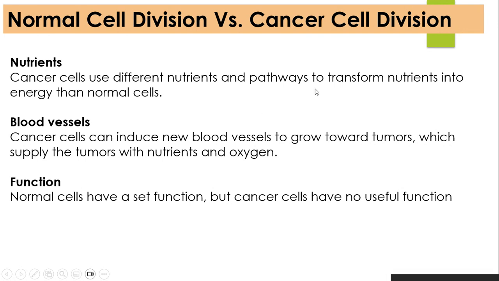Cancer cells use different nutrients and pathways to transform nutrients into energy than normal cells. Cancer cells can induce new blood vessels to grow toward tumors, which supply the tumors with nutrients and oxygen. Normal cells have a set function, but cancer cells have no useful function.